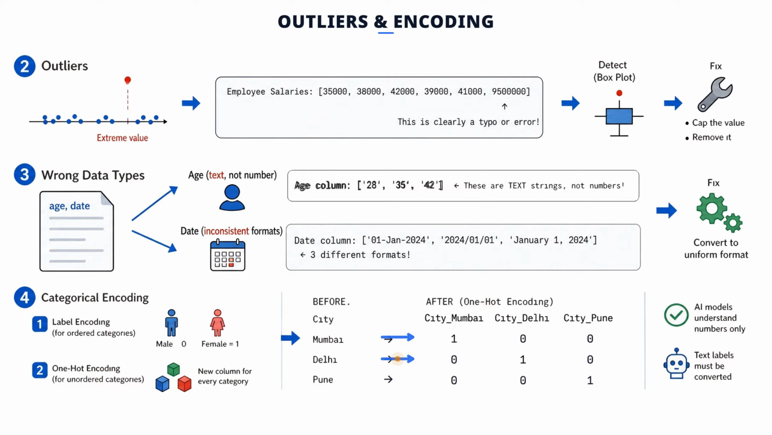The ultimate goal of all these steps is to transform messy, human-readable data into a pristine numerical format that algorithms can ingest. But even after converting everything to numbers, we still face a massive hurdle when those numbers operate on completely different scales.